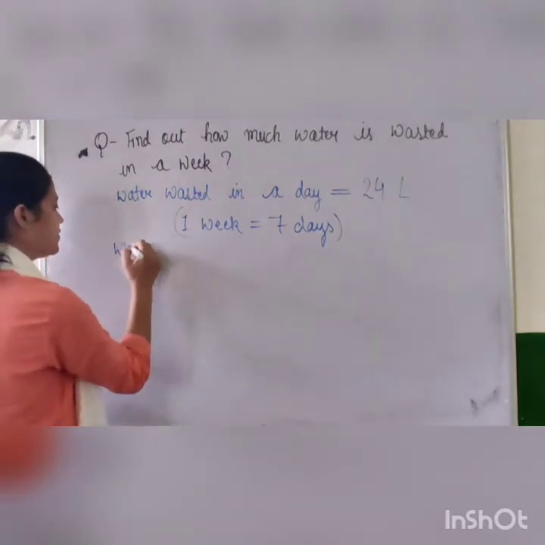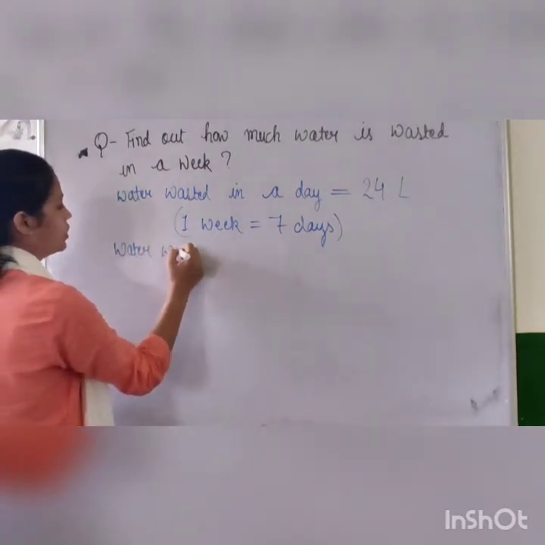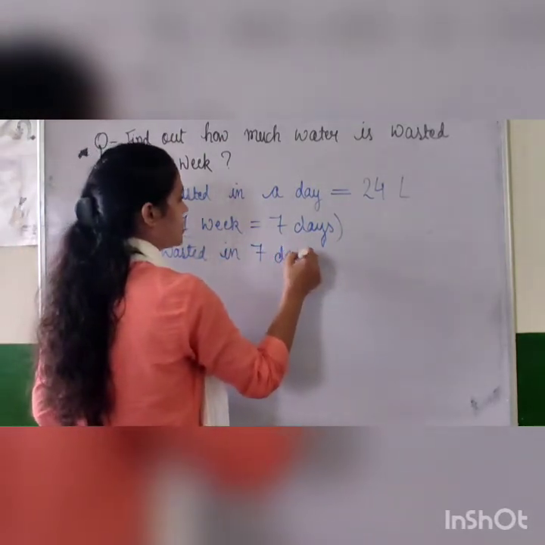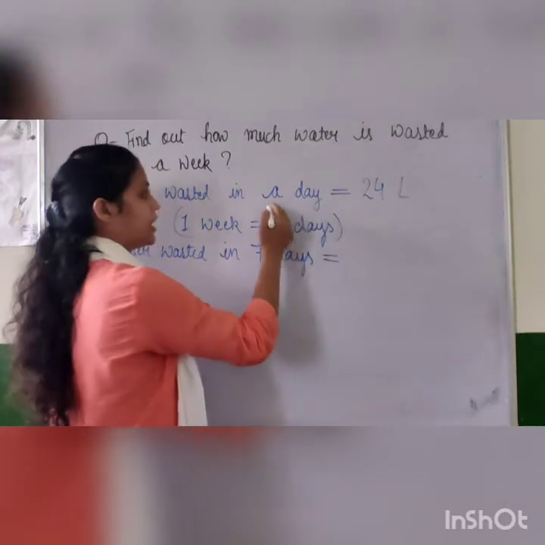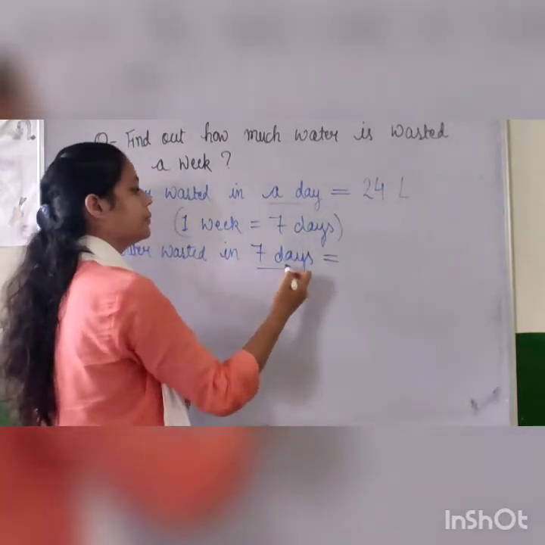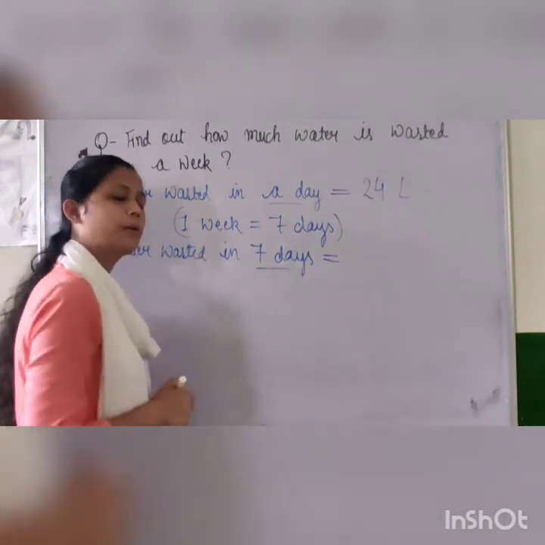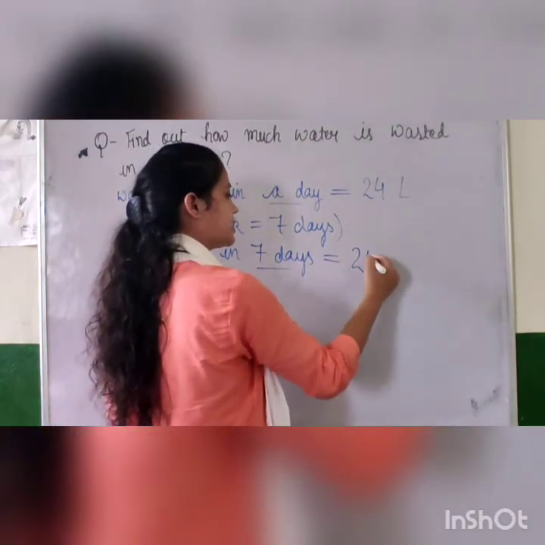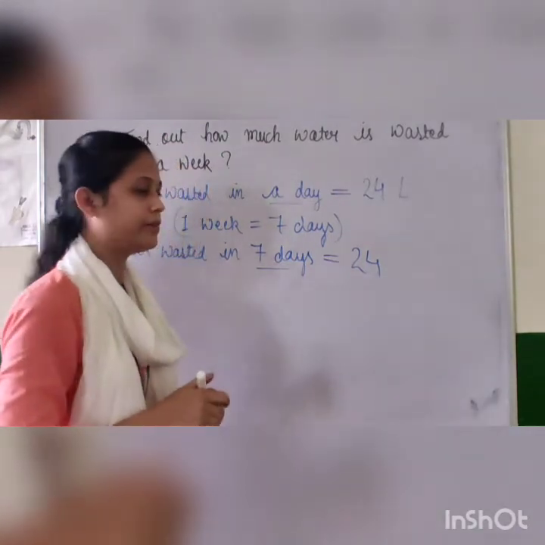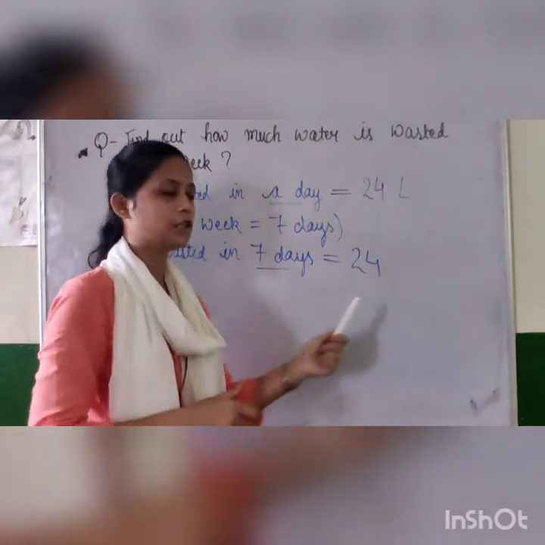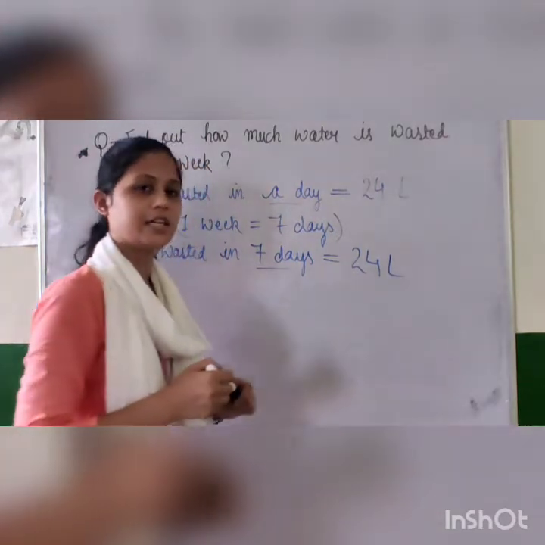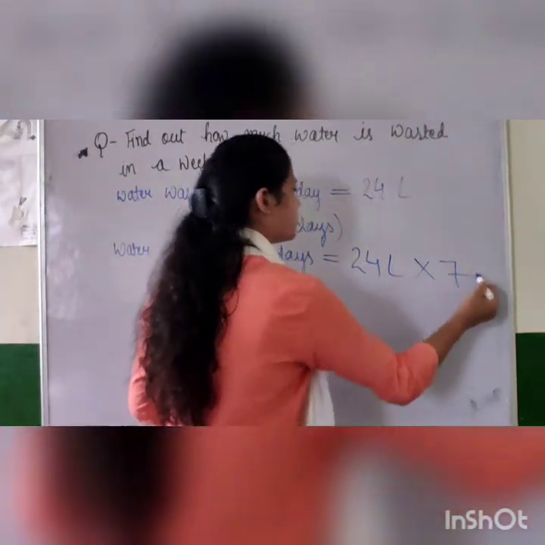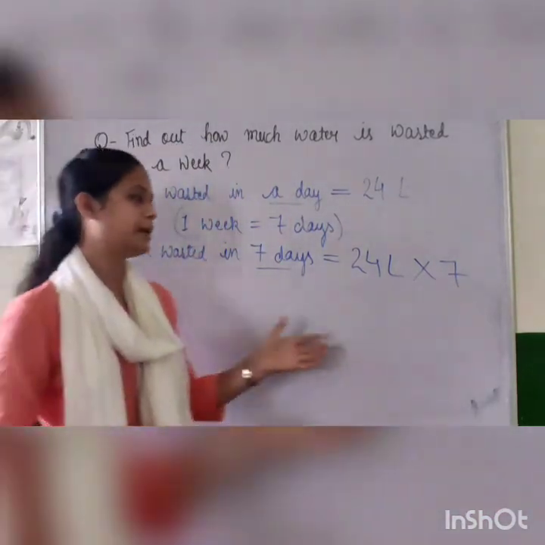So water wasted in 7 days, how much will it be? We have been given the smaller amount, 1 day, and we have to find for the bigger amount, that is 7 days. So we will do multiplication. We will multiply 24 liters, the water wasted in 1 day, by 7 because we have to find it for 7 days.